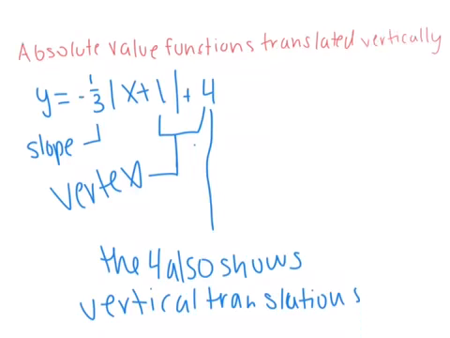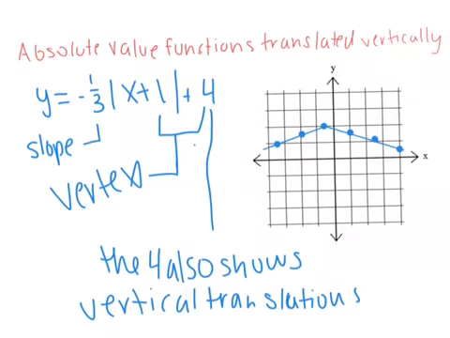Absolute value functions translated vertically. In this equation, y equals -1/3 absolute value of x plus 1, plus 4. The slope is -1/3, the vertex is (-1, 4), and the 4 also shows the vertical translation.